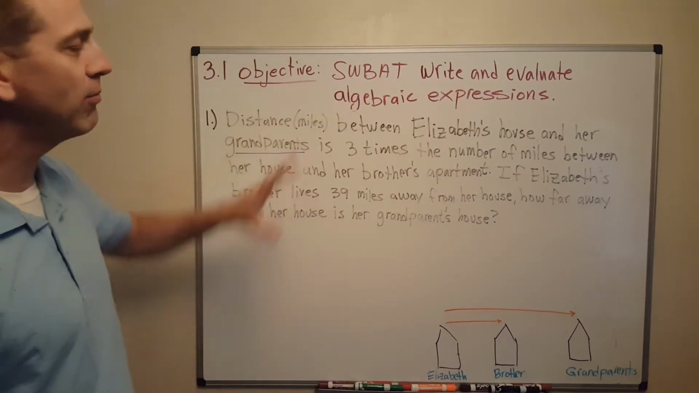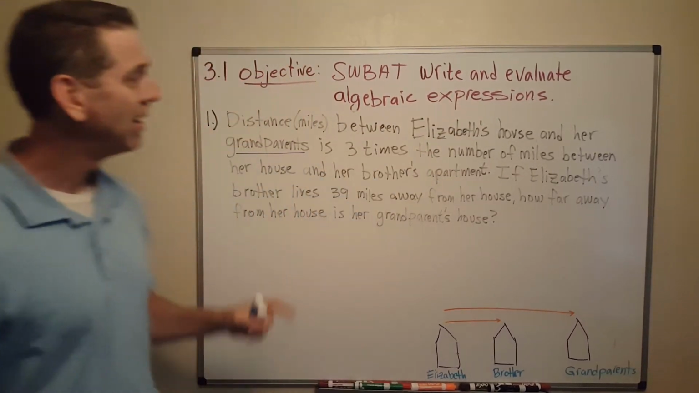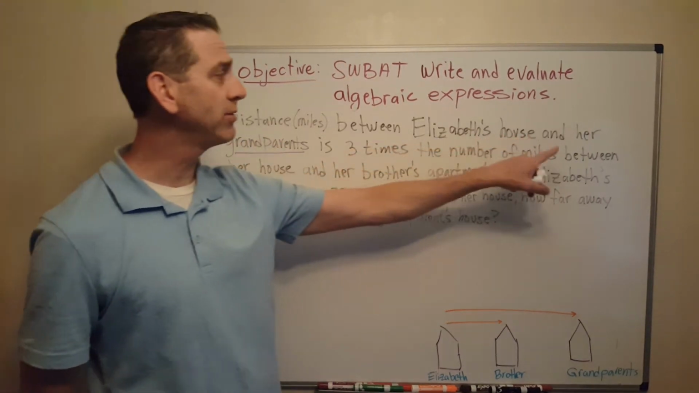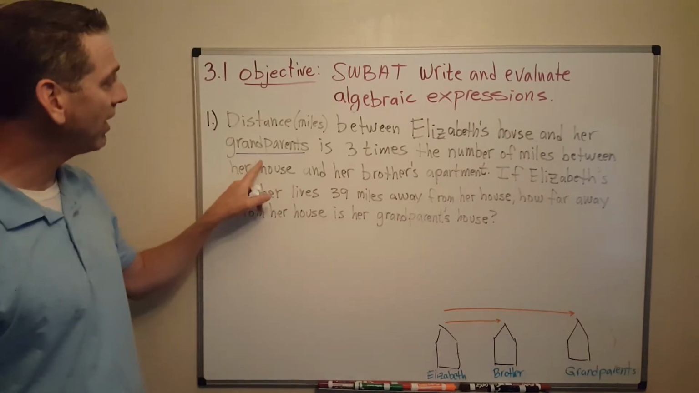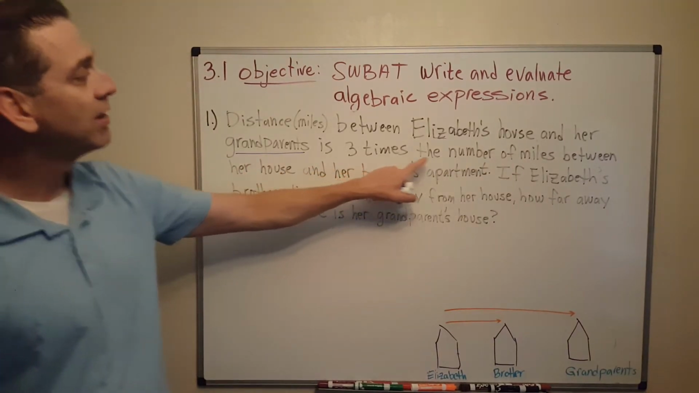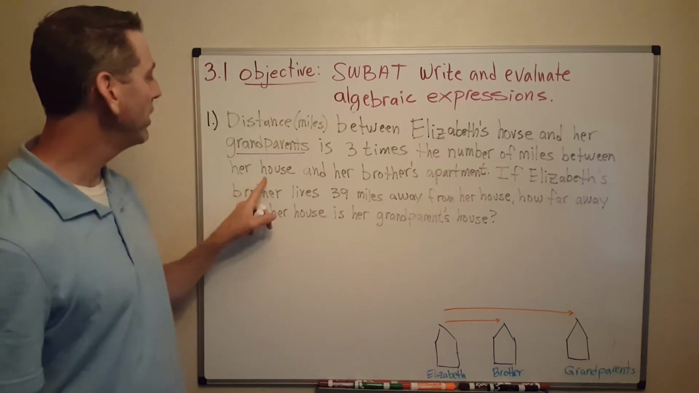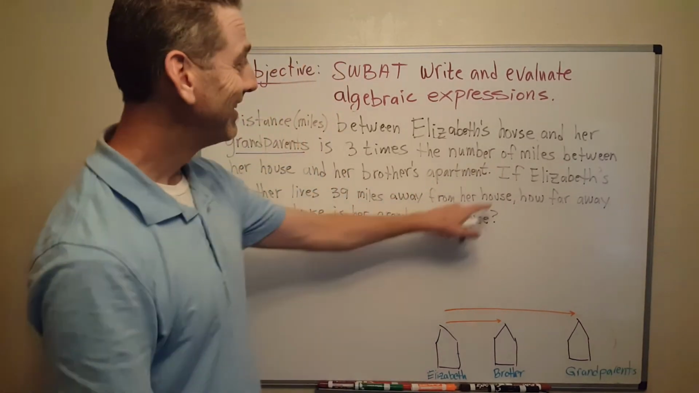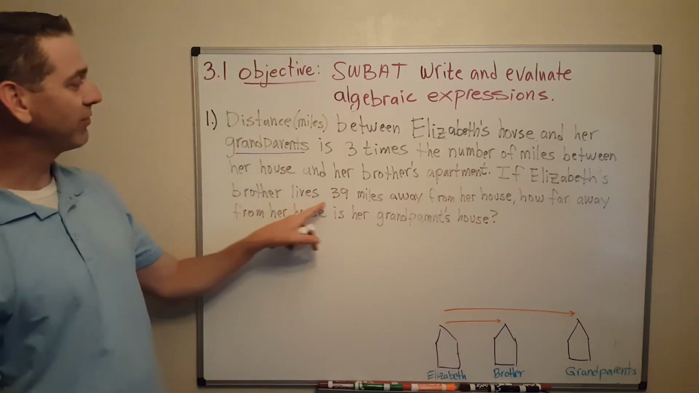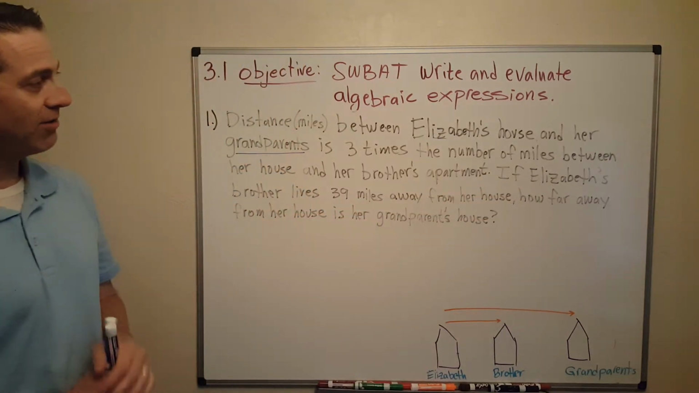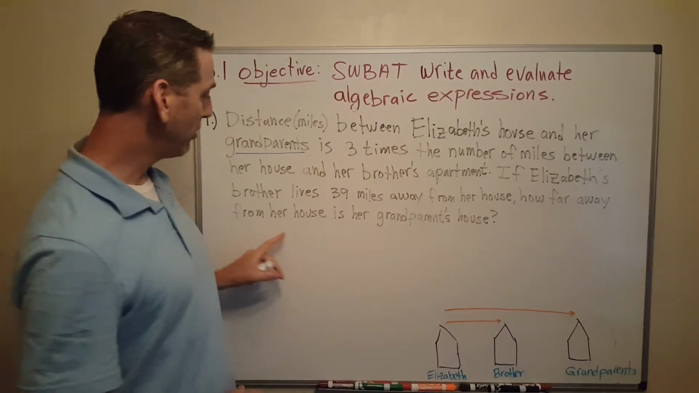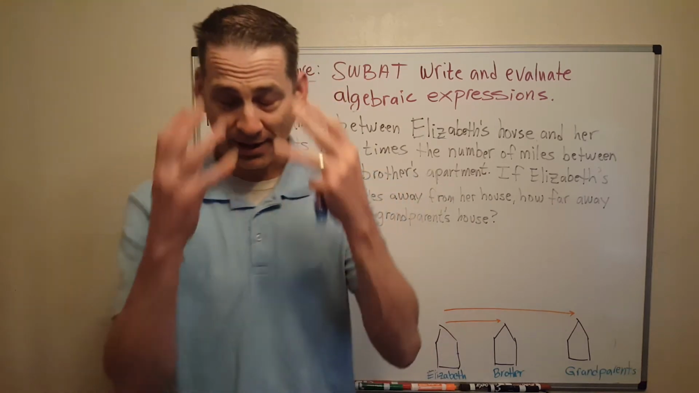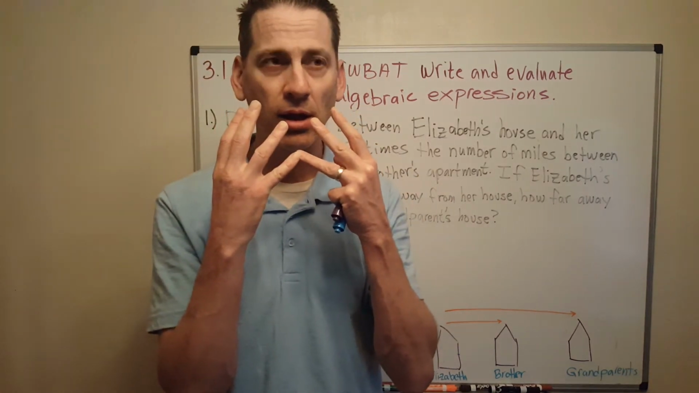I got a problem right out of the GED textbook. And here's how it goes. It says the distance in miles between Elizabeth's house and her grandparents' house is 3 times the number of miles between her house and her brother's apartment. Woo! If Elizabeth's brother lives 39 miles away from her house, how far away from her house is her grandparents' house? This is one of those problems where our eyes kind of glaze over.